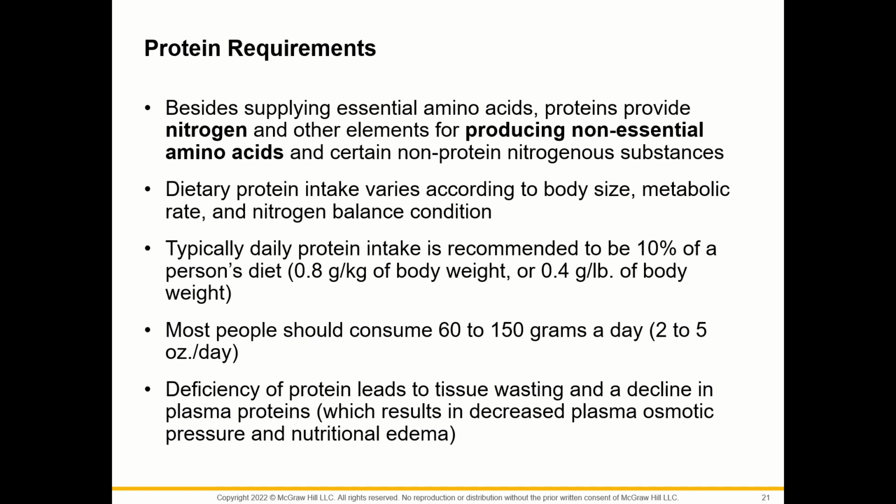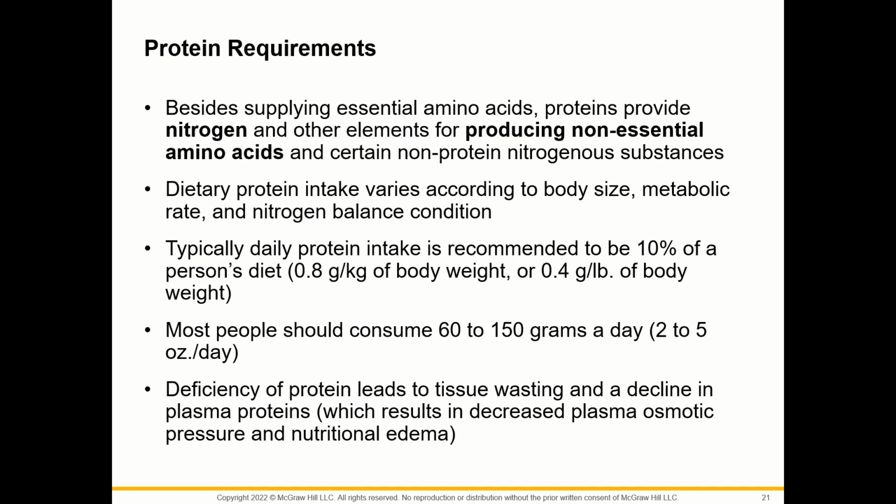Typically, daily protein intake is recommended to be 10% of a person's diet, which equals 0.8 grams per kilogram of body weight, or in American, 0.4 grams per pound of body weight. Most people should consume 60 to 115 grams a day, or in American, 2 to 5 ounces a day.